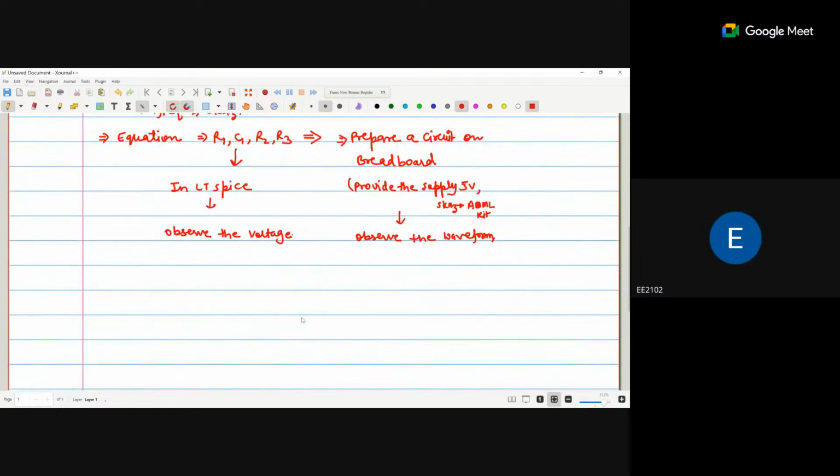So these two tasks you have to perform. One is, calculate the R1, C1, R2, R3 values, use those values in LTspice and observe the voltage waveform in LTspice. And second, prepare that circuit, make that circuit on a breadboard, provide the supply and frequency using the ADML kit and observe the waveform. These two tasks you have to perform.